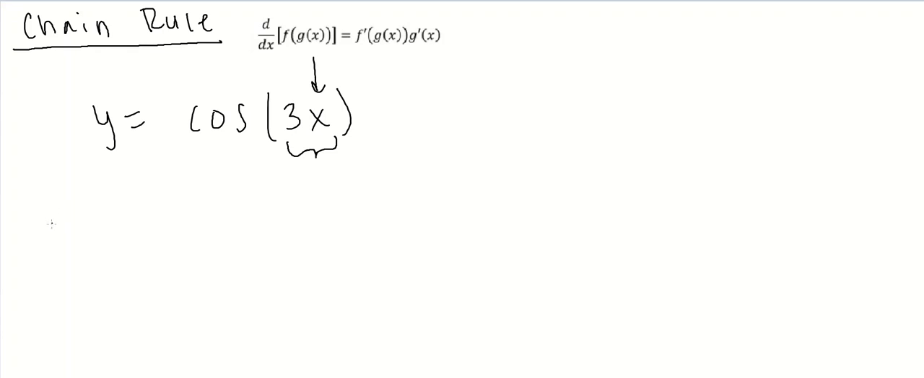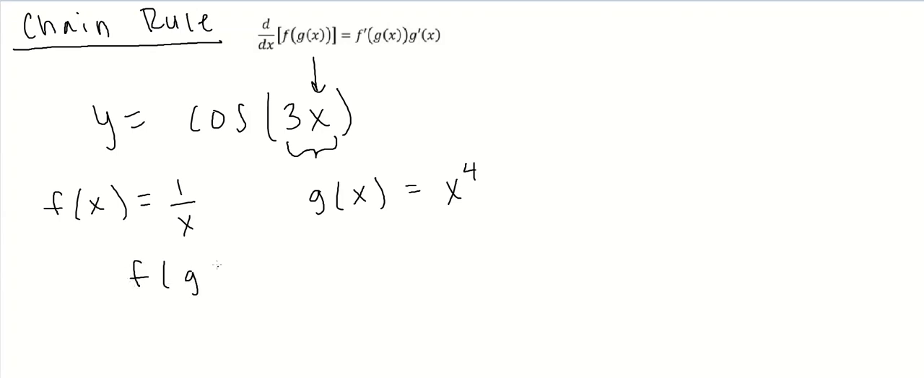Another example would be, say I defined some function f of x, and f of x was defined as 1 over x. And then I'm going to also define another function, g of x, and g of x is going to be defined as x to the fourth. And I wanted to know what f of g of x was. So what this is saying is plug g of x into f of x. So your input is the function g of x. G of x gets inputted into the function f of x.